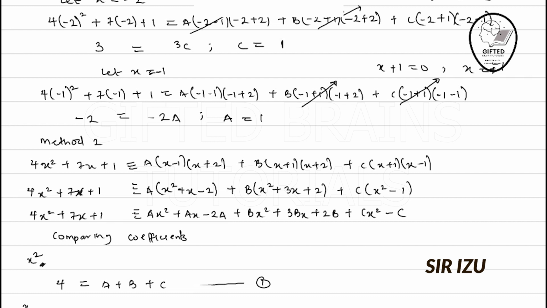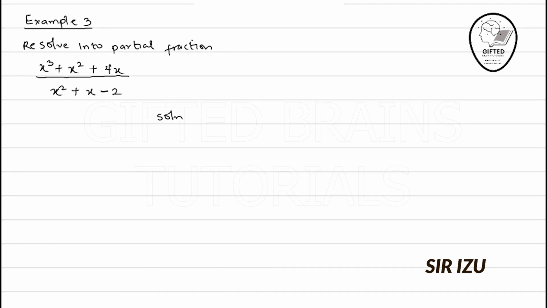Let's take another example. So this is example 3. The first thing to do here is to ask yourself, subject it to rule 1: do I need to divide or not? Now to look at it, the degree of the numerator is 3, while the degree of the denominator is 2. Since that of the numerator is greater, you need to divide. Even if it's equal, you also divide, but here it is greater, so we divide this polynomial.